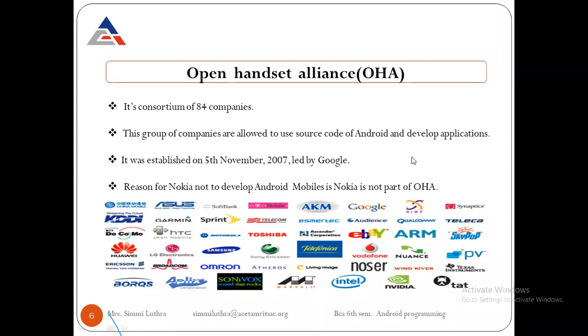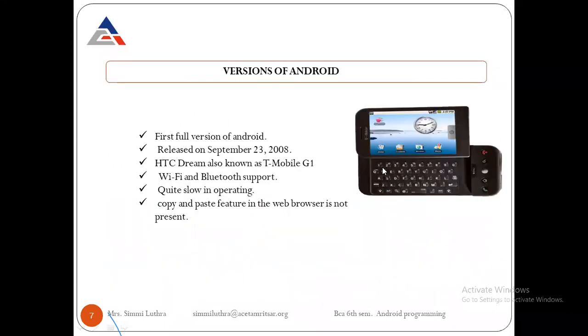So after OHA, Open Handset Alliance, the next topic is versions of Android. The versions of Android are very important and very interesting. The code names of Android range from A to J currently. Okay. So the first version of Android is Android 1.0, and the code name of this version is Astro or Apple Pie. It is also called Apple Pie and Astro. Okay, this is the first full version of Android, and Android 1.0 was released on September 23, 2008.